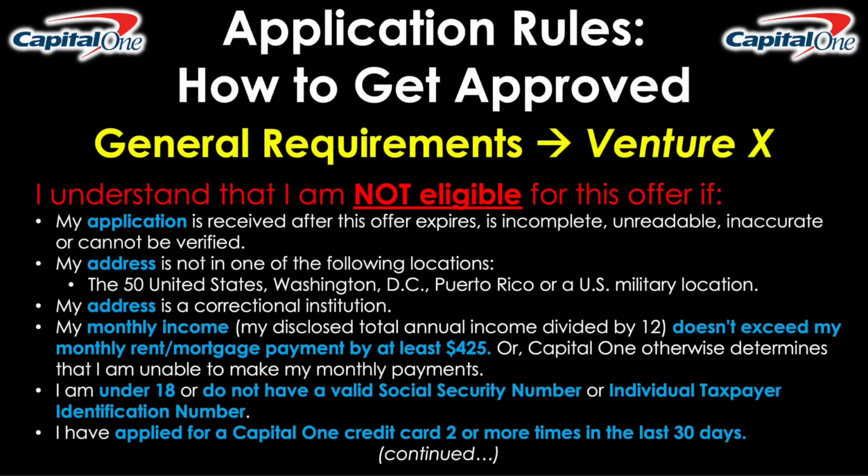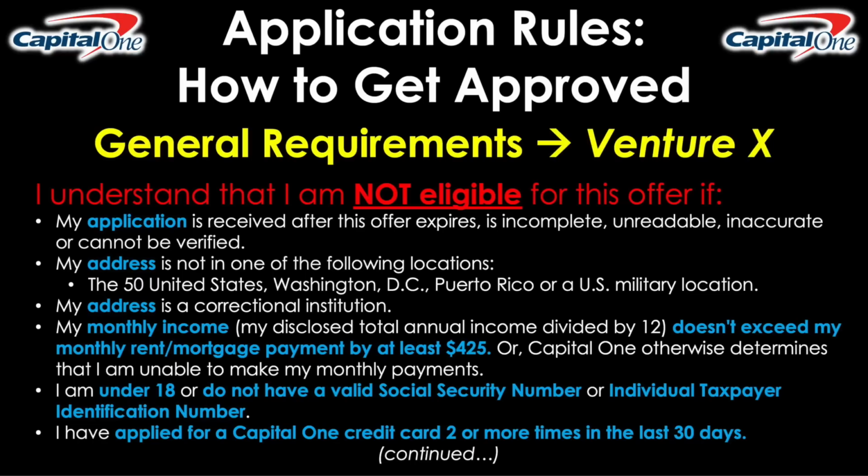It says, I understand that I am not eligible for this offer if my application is received after the offer expires, is incomplete, unreadable, inaccurate, or cannot be verified. Of course, if the offer is not available, you won't be able to get it. So that one pretty much makes sense. The next one down, the next two actually deal with your address. If your address is not in one of the following locations, the 50 United States, Washington, D.C., Puerto Rico, or a U.S. military location, or if your address is in a correctional institution.